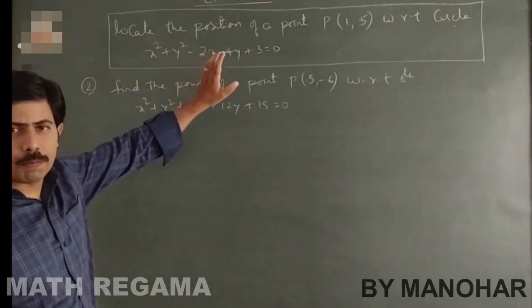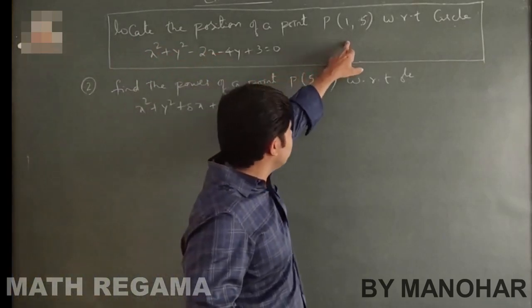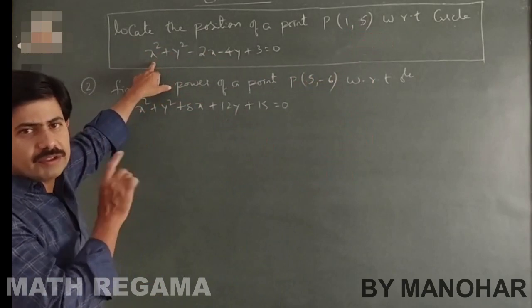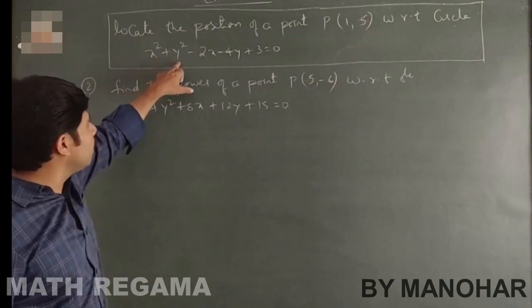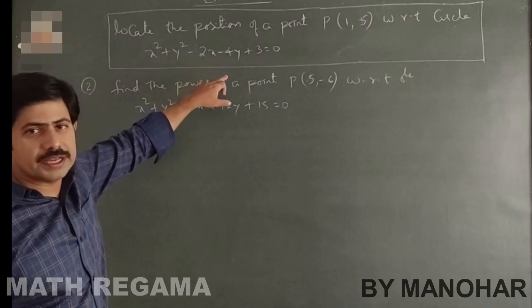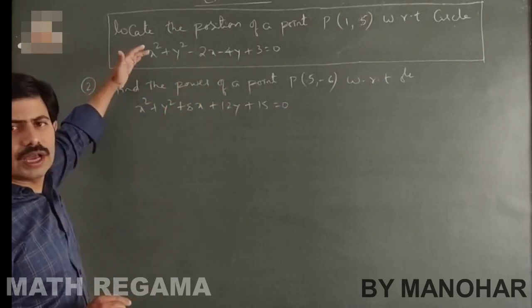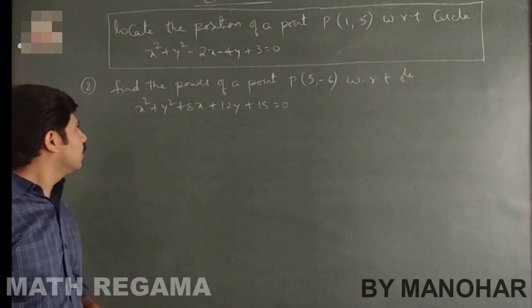Locate the position of point (1, 5) with respect to the circle x square plus y square minus 2x minus 4y plus 3 is equal to 0. Just you try this one. Okay, after that, the next question.